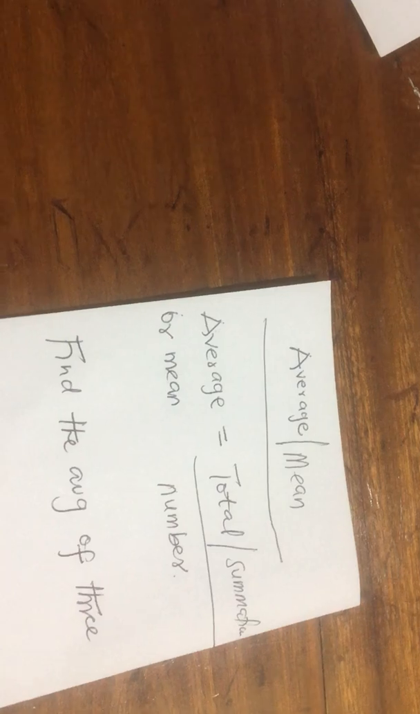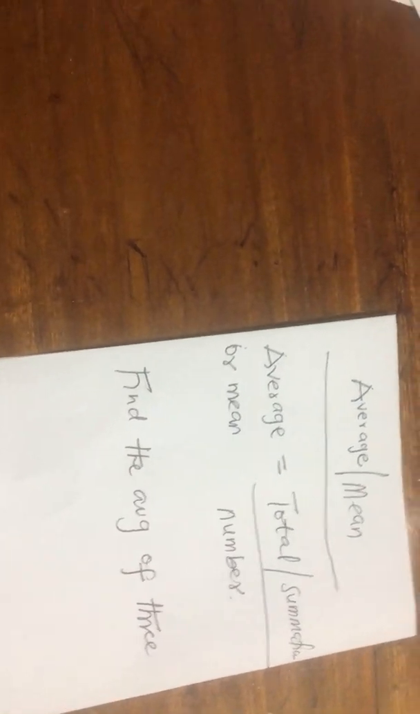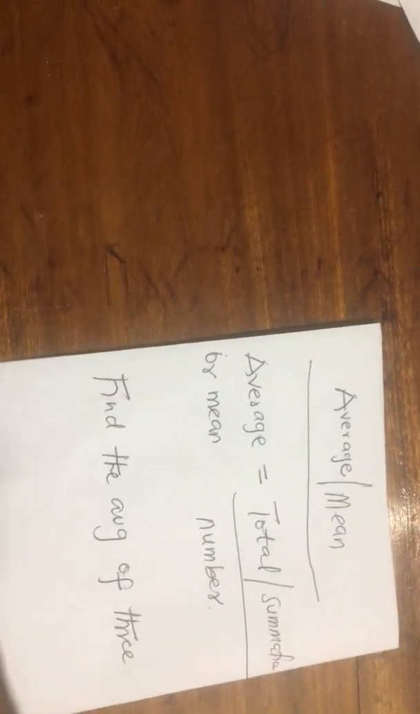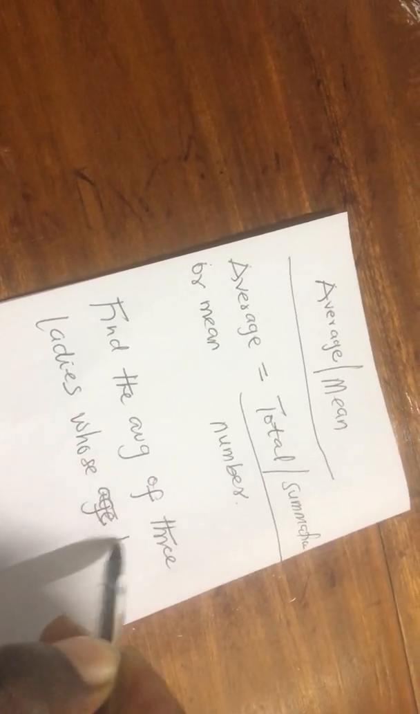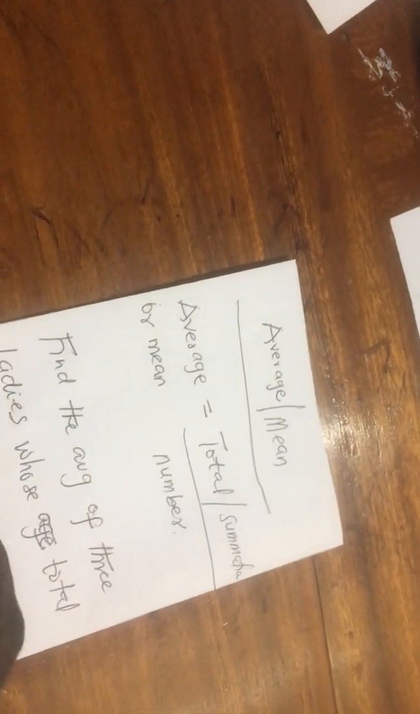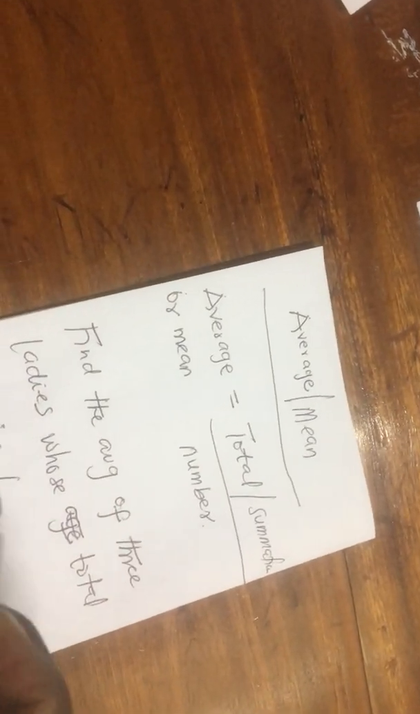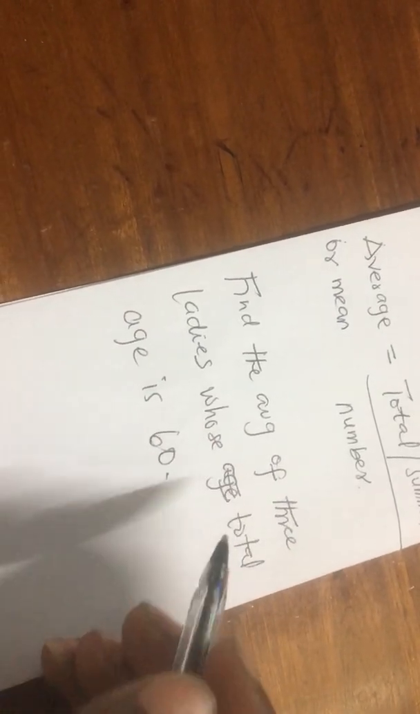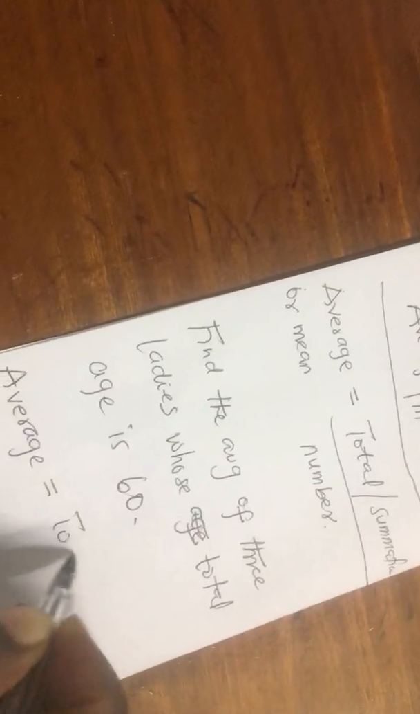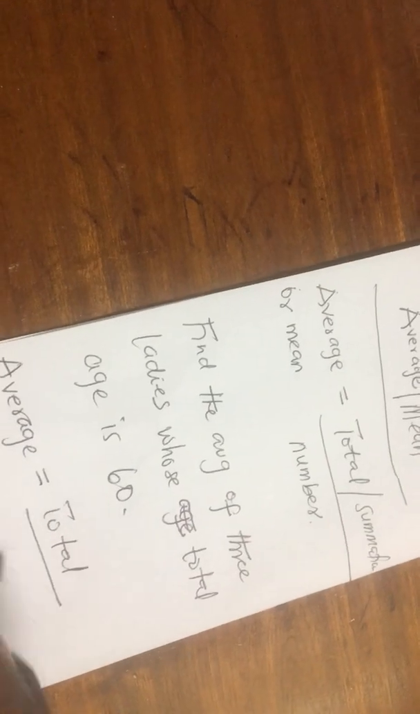So I want to give you an example so that you understand. Let's assume you have been asked to find the average of three ladies whose total age is 60. We have to find the average of three ladies whose total is 60. And so we know that average is equal to the total over the number.